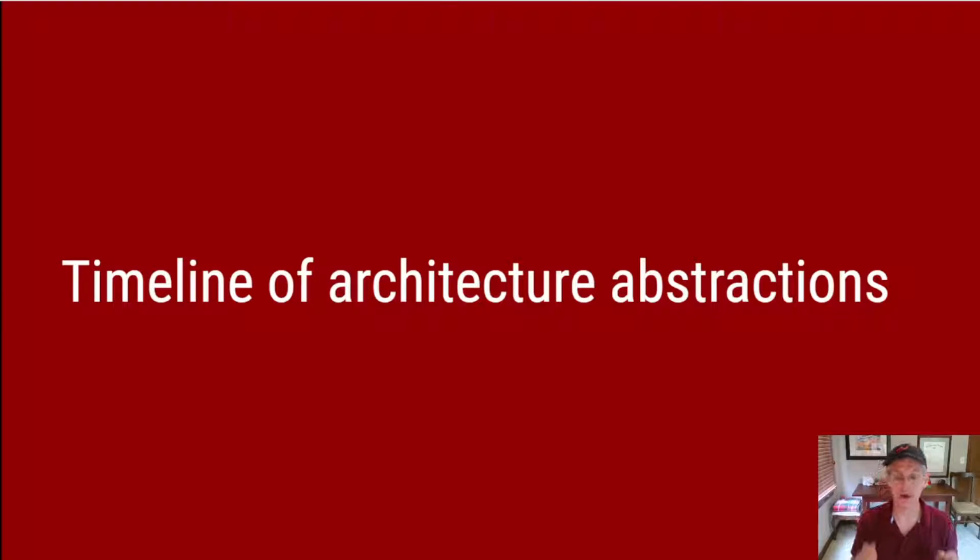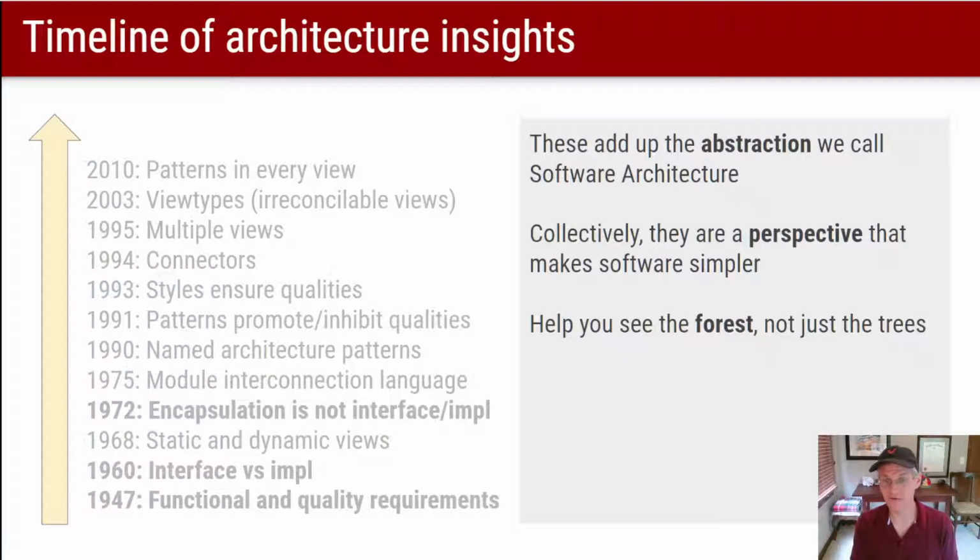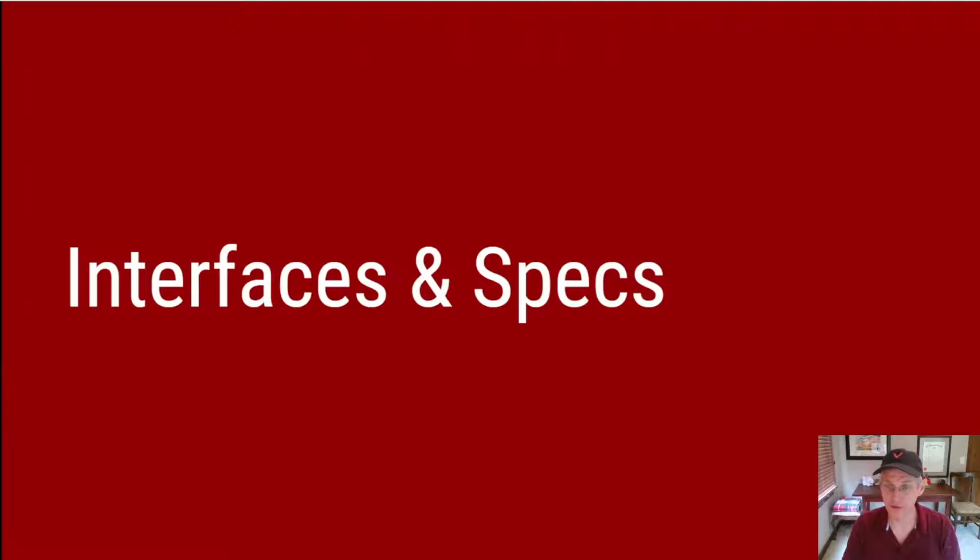So what I'm going to do in the rest of the talk is walk through a timeline of what I think the critical abstractions are in software architecture that allowed us to get to the point where we are today. What I've got here is something like a dozen, and I'm going to group them by categories. Some of the categories I've force fit, but it's easier to think about them in groups. So the first group of architecture abstractions deals with interfaces and specifications.